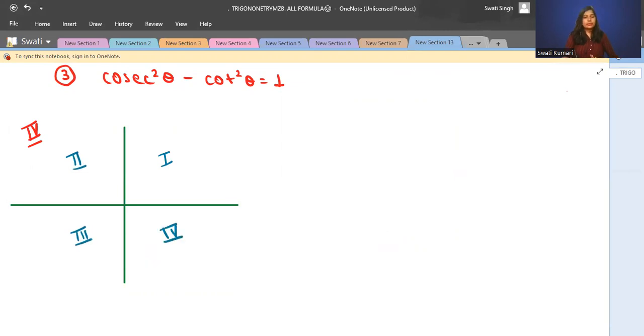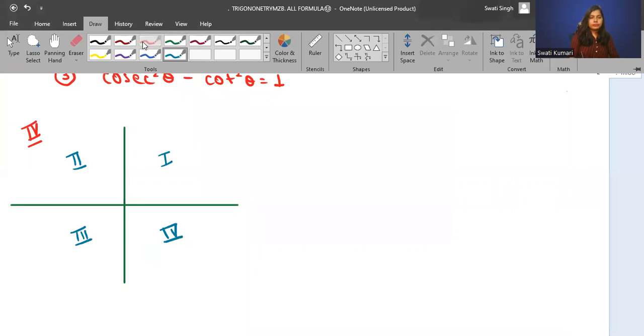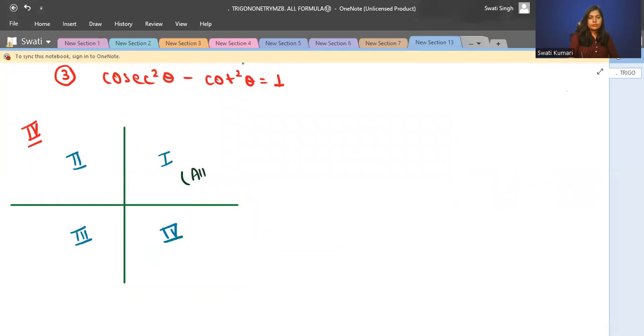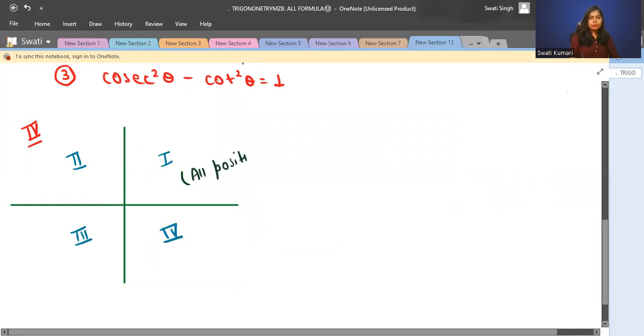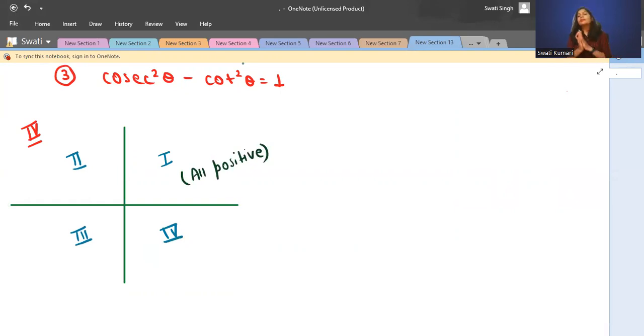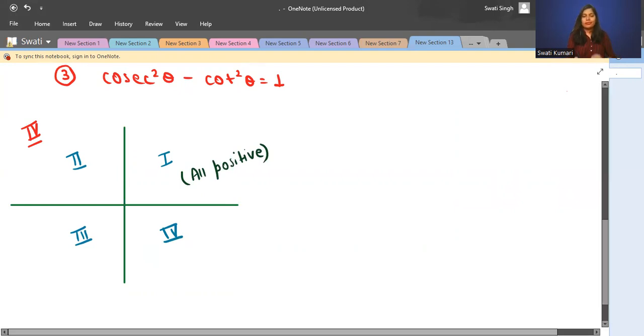Now, you should also know that in the first quadrant, all the trigonometric identities are positive, okay? So you can just write down here that all are positive. When you write this, it is going to help you with the formulas which you are going to see afterwards. So in the first quadrant, all the trigonometric identities are positive.